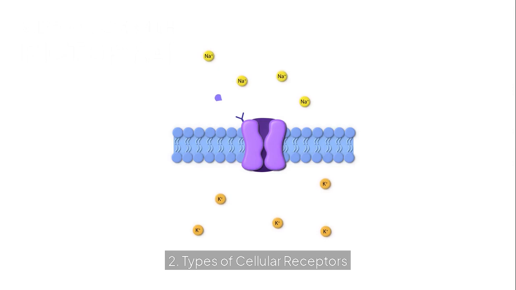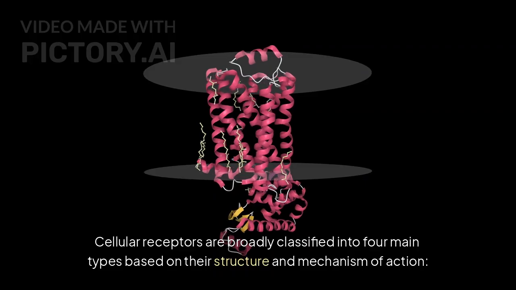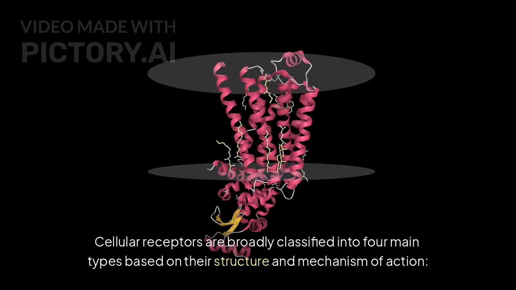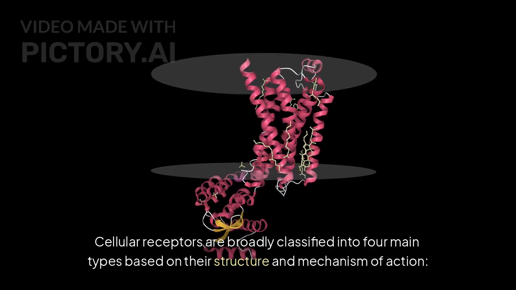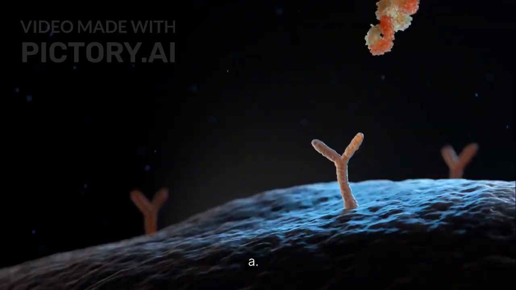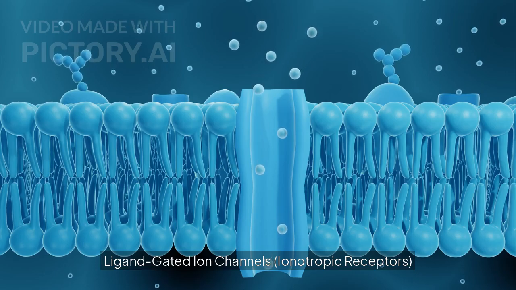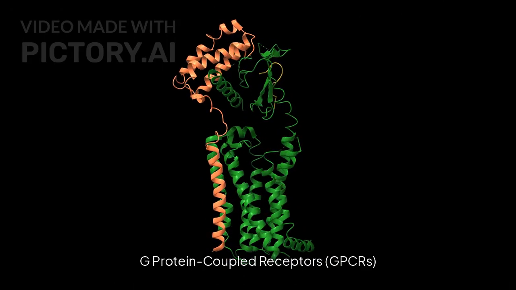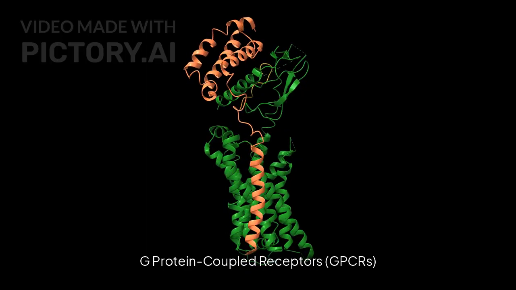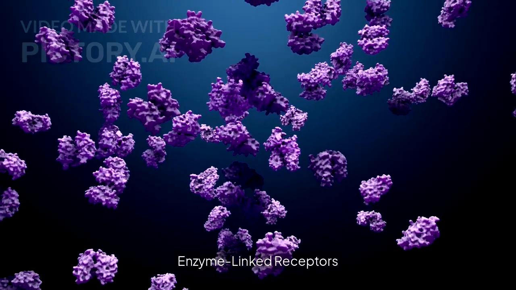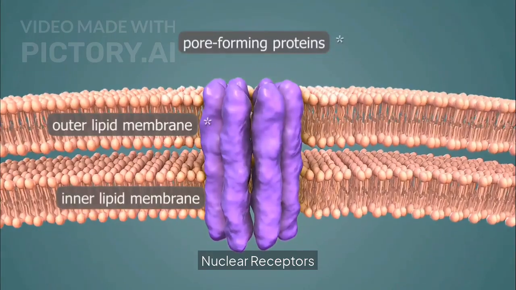2. Types of cellular receptors. Cellular receptors are broadly classified into four main types based on their structure and mechanism of action. A. Ligand-gated ion channels, ionotropic receptors. B. G-protein-coupled receptors, GPCRs. C. Enzyme-linked receptors. D. Nuclear receptors.